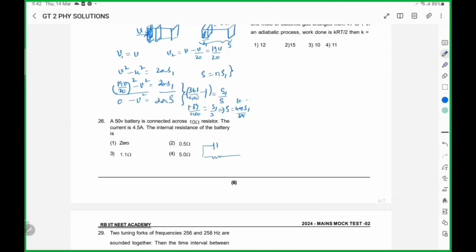A 50-volt battery is connected across a 10 ohm resistor. The battery has its own internal resistance. So the potential at A is VA. If you take the loop like this, negative to positive, 50, so minus 10I minus Ri, where I is the current that passes through it.